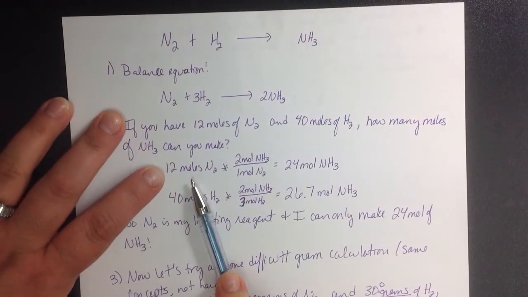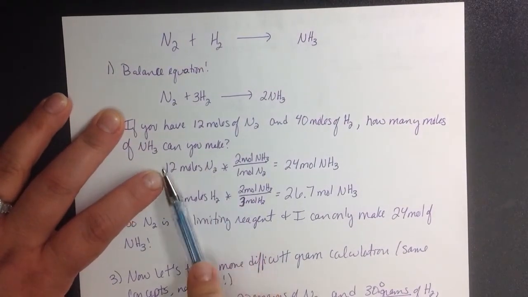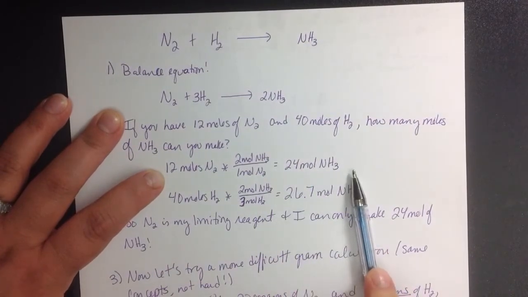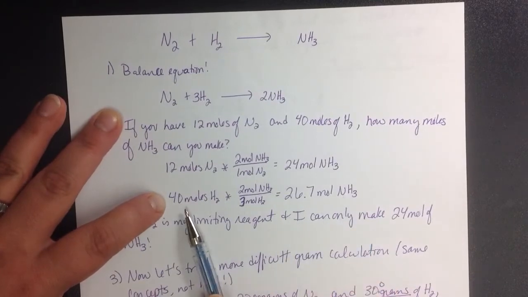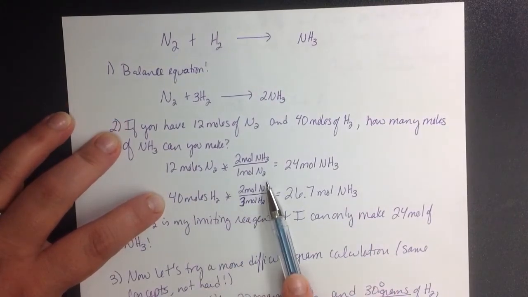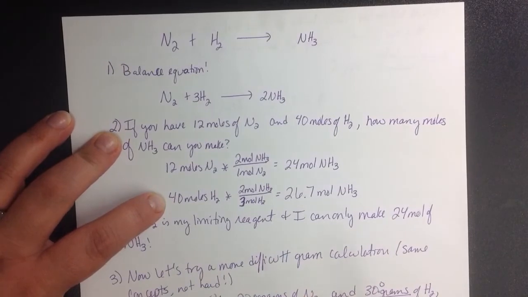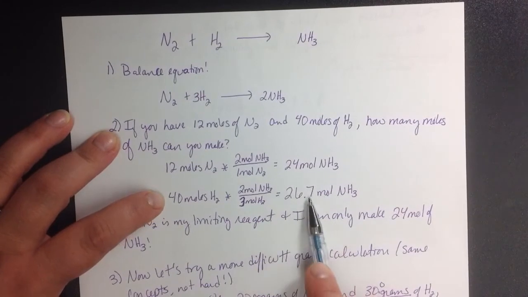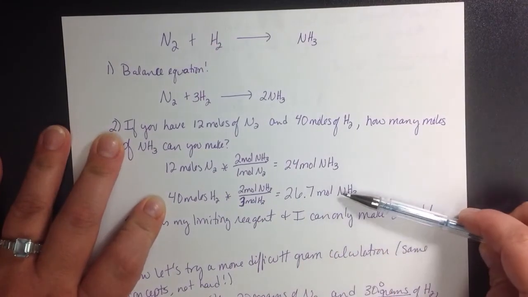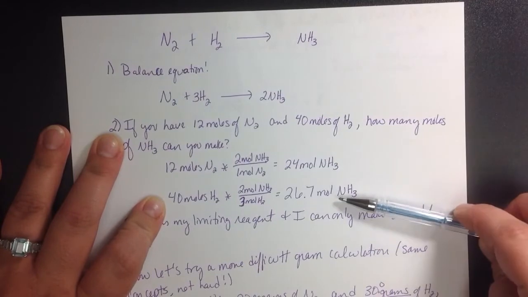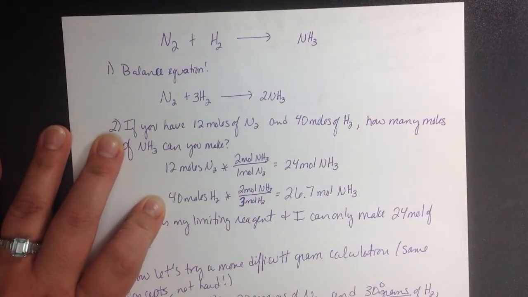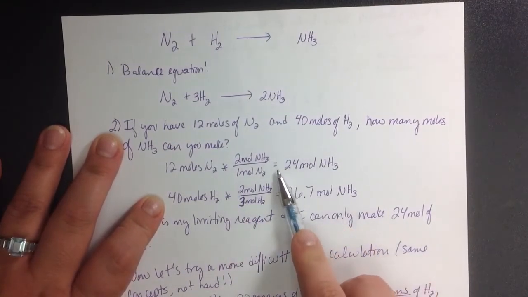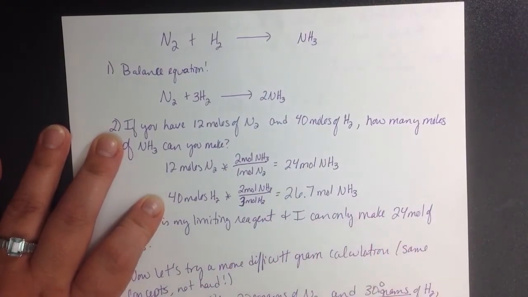Well, see how I'm doing this exactly like I did the last one? I have 12 moles of N2. I use my molar ratio and say, that would give me 24 moles of NH3. If I start with 40 moles of H2, see how this ratio is 2NH3 to 3H2? I get 26 moles of NH3. So the one that's going to make the least amount of product is my limiting reactant. So that means that the N2 is my limiting reactant. And that means that I could only make 24 moles of NH3.